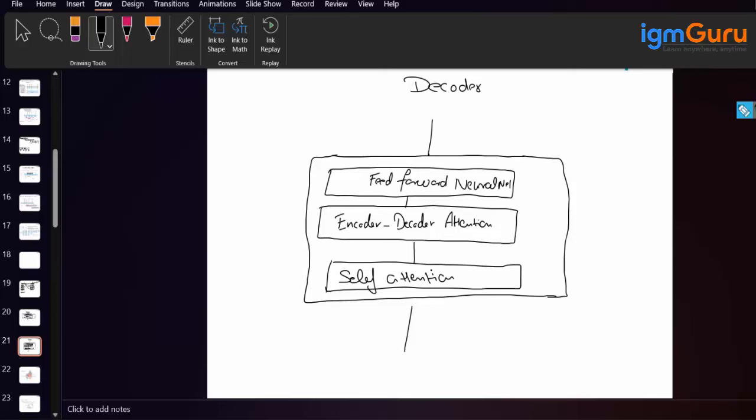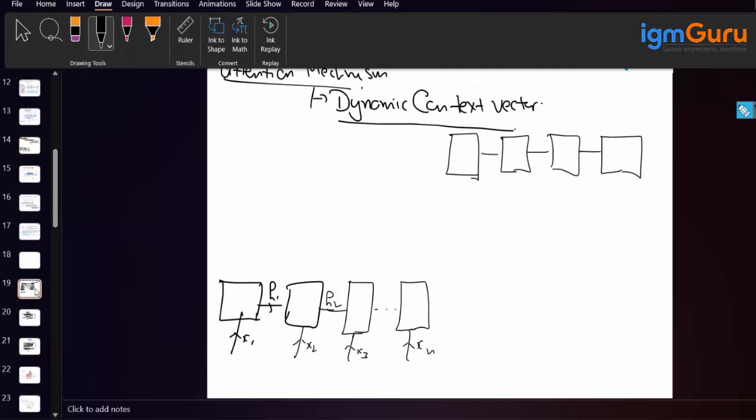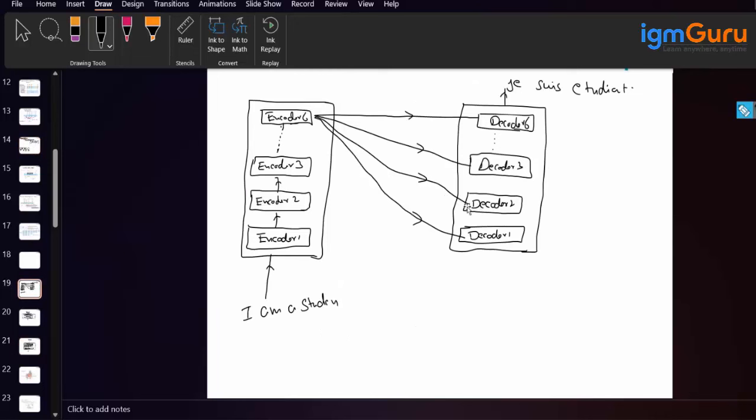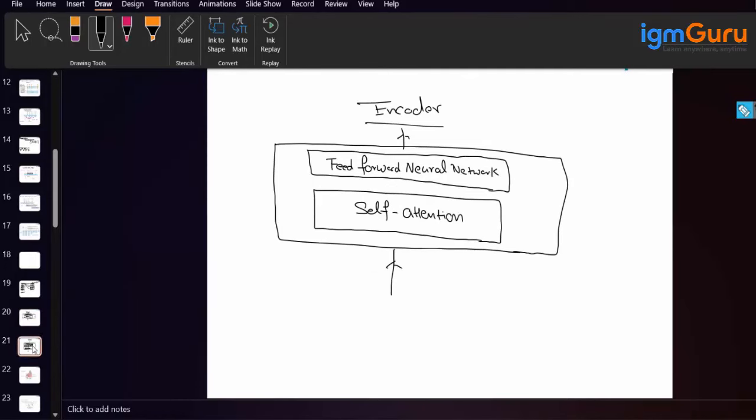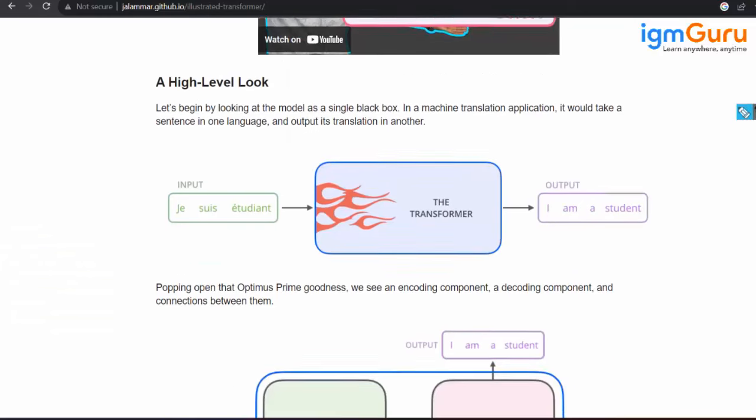If you see the slide that I was explaining, we are taking the input from my last encoder output, and also from the previous decoder. So for each decoder, we have two inputs: one is the previous input, and another is the output coming from the last encoder. To process the output from the last encoder, we have the encoder decoder attention. So this is the architecture at the decoder side. We have seen the single unit encoder architecture and the single unit decoder architecture.